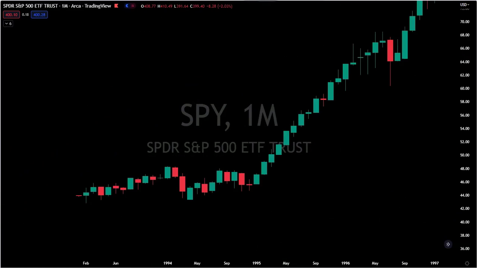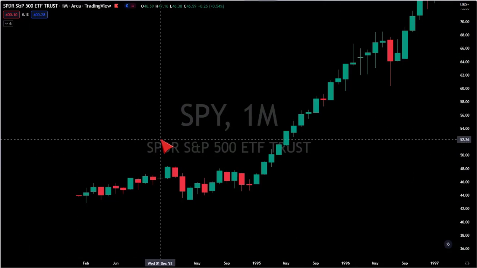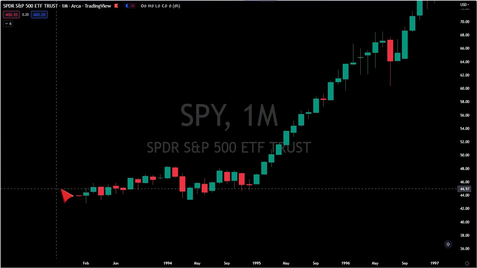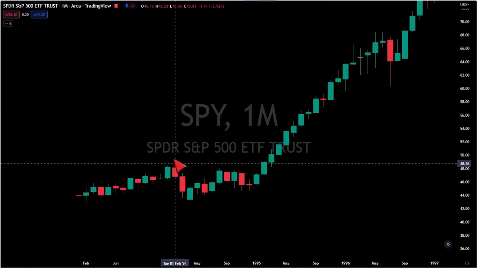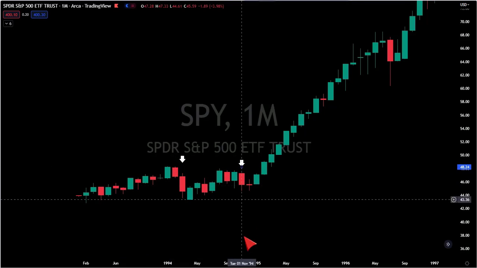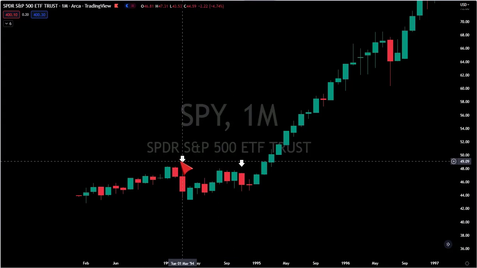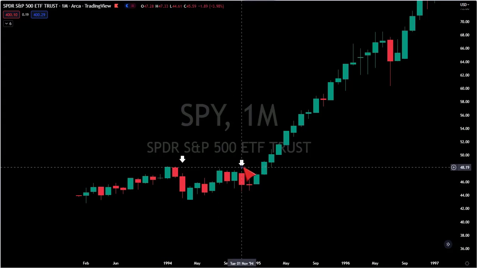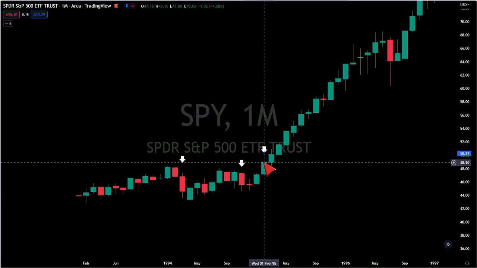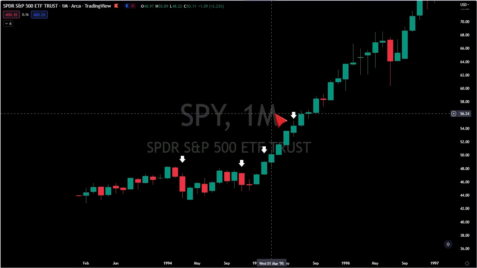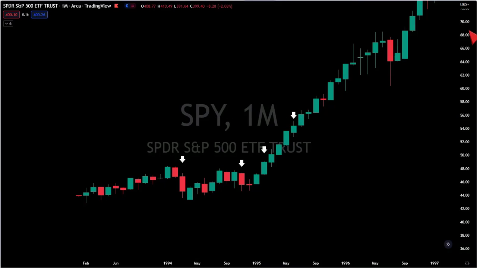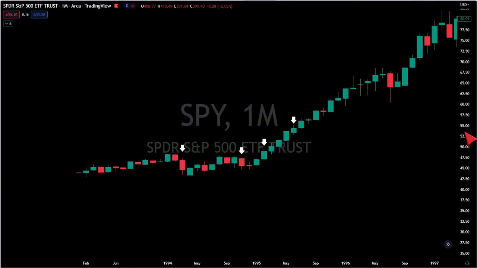Now, no two time periods are ever alike, but what we can do is look at the past and then get an understanding of what could happen. This was during Greenspan, and Greenspan was raising rates. So Greenspan raises rates here, Greenspan raises rates here. The difference between these two moves was 50 basis points to 25 basis points. This was his last rate hike. By June, he was cutting rates, and this led to a massive multi-year rally.